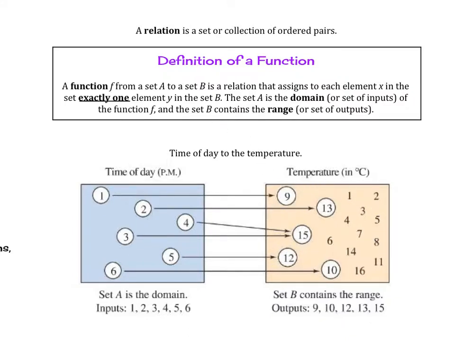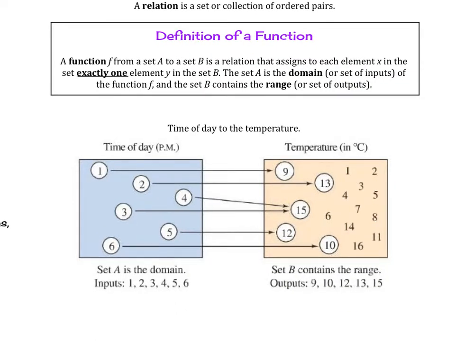So let's look at one example. Time of day to the temperature. This is our domain, our inputs here, the time of day: 1, 2, 3, 4, 5, and 6 p.m. Here are the temperatures in degrees Celsius. That is the output. So looking at number 1, at 1 p.m., it's 9 degrees, right? And at 2, it's 13, and so forth.